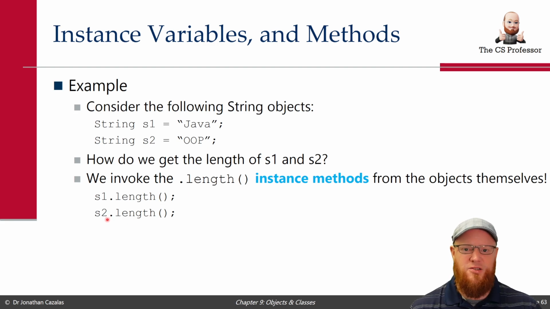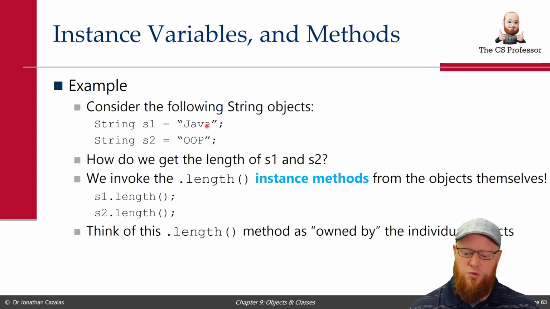We would not invoke s2.length() and expect it to give us 4 for Java, because s2 is what? It's a reference to a particular instance, a particular object, which has OOP inside it as the string. So when we ask for the length, we expect it to return to us 3. So we can think of this length method as being owned by that individual s2 object, that object that is referenced by s2. It has its own length method that it owns, and when we call s2.length(), it will return to us 3.